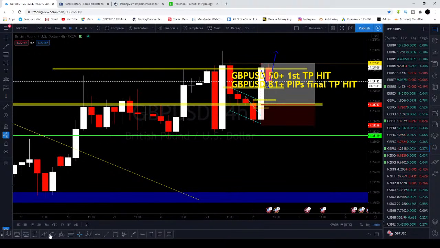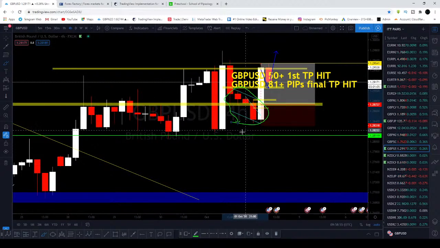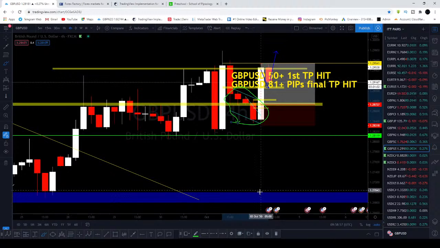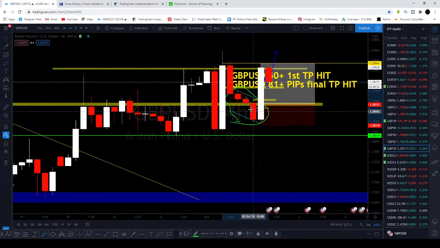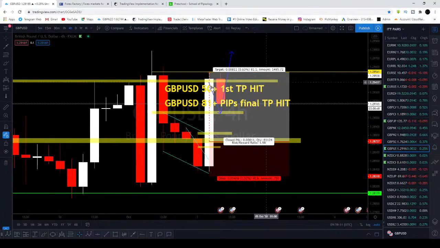So this one that you see right here, this is what I call exhaustion candles in price action. So we have exhaustion candles, we have rejection candles, and we have trend continuation candles. So that's the price action side of it. Some of them here are exhaustion candles, and that's why we bought it.